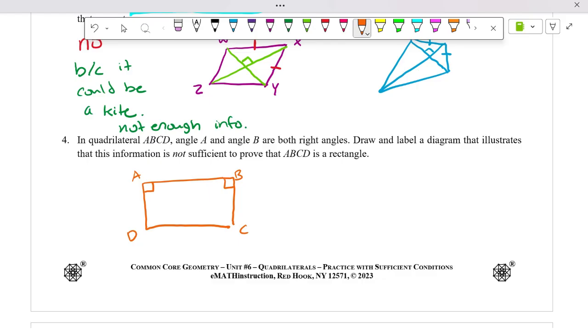Because a square is a rectangle. Let me ask you this. Could you draw another shape that has two consecutive right angles that doesn't look like a rectangle? What would that look like? Squares are rectangles.